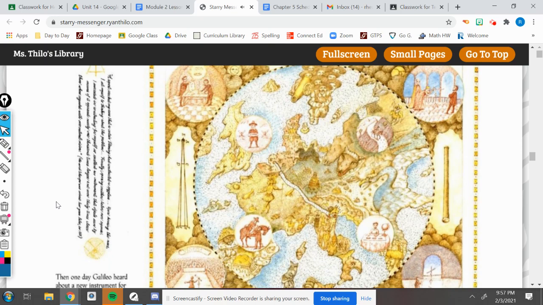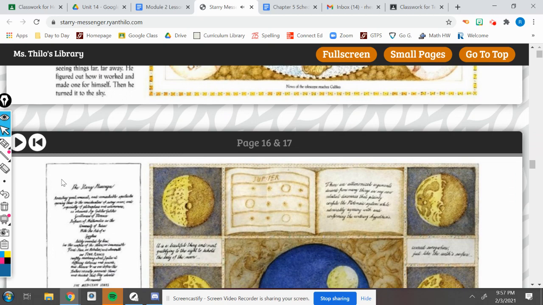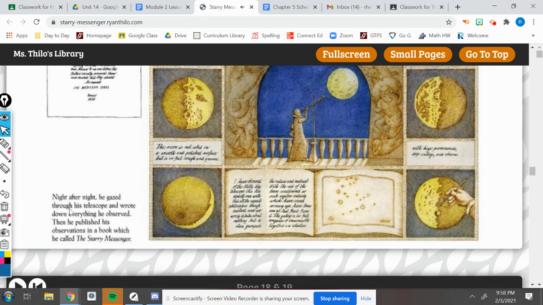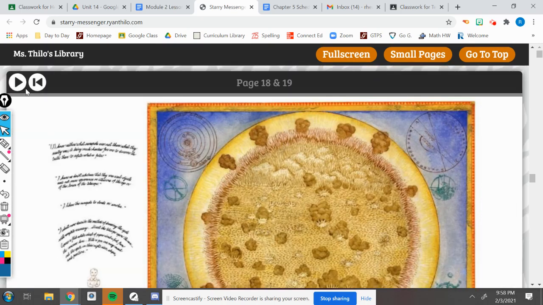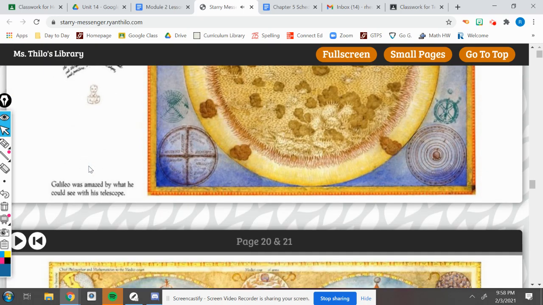One day, Galileo heard about a new instrument for seeing things far, far away. He figured out how it worked and made one for himself. Then he turned it to the sky. He gazed through his telescope and wrote down everything he observed. Then he published his observations in a book which he called The Starry Messenger. Galileo was amazed by what he could see with his telescope.